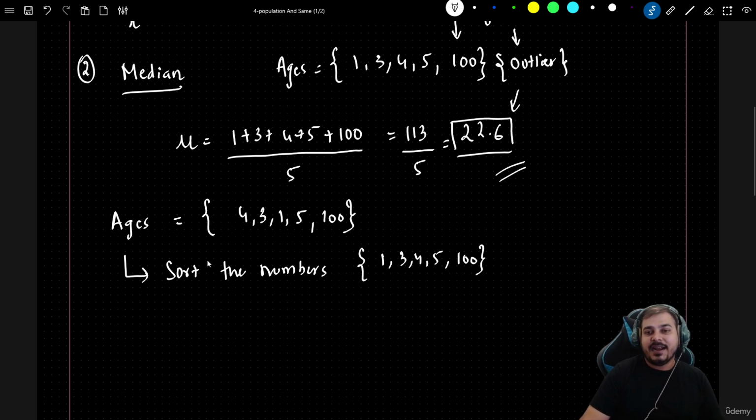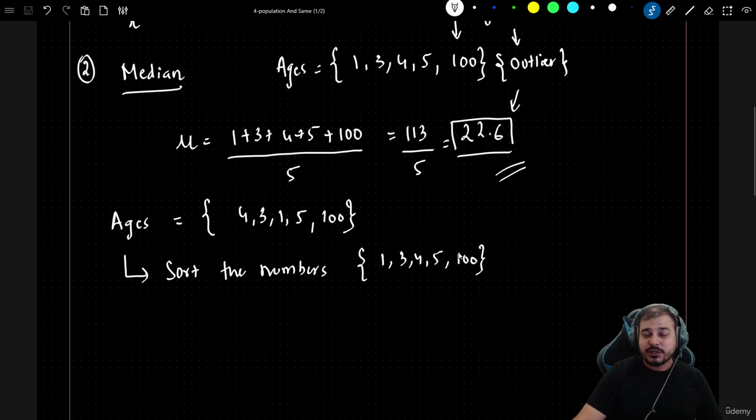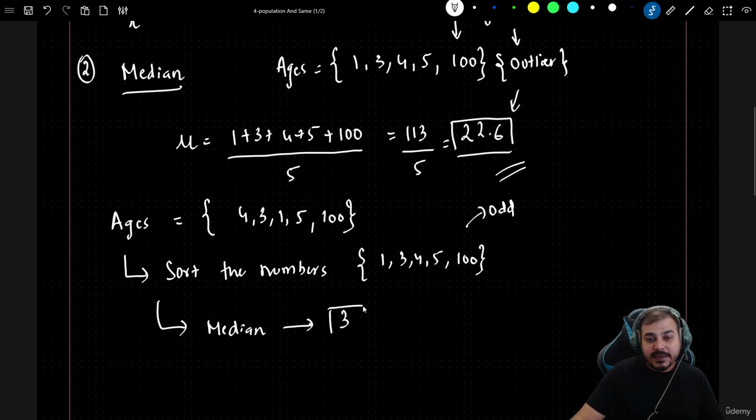Now the median says that instead of finding the entire average, you just pick up the central element, okay? Because I don't want this number to impact the entire distribution. So I'll just pick up the central element. Suppose the number of elements present over here is odd. How many elements are present? 5, right? 1, 2, 3, 4, 5. And what is the central element of this 5? The third element, right? So the median will pick up the central element. Now in this particular case, the median will be 3, right?